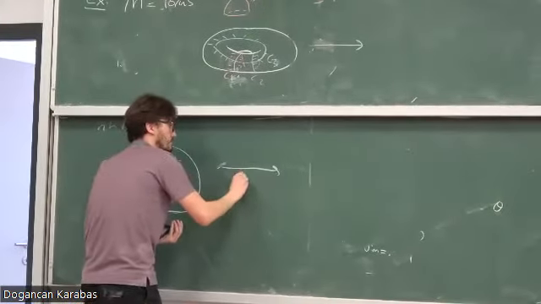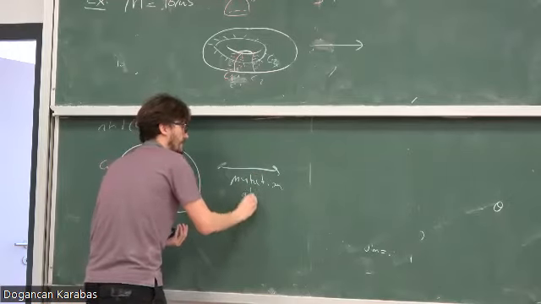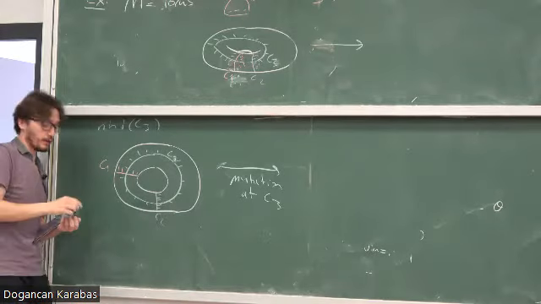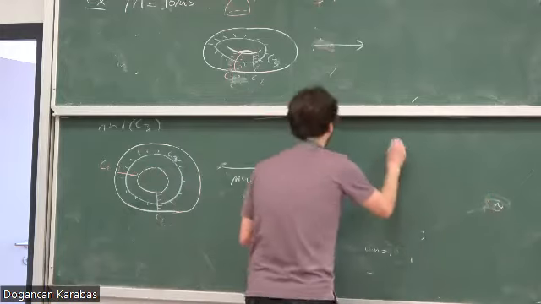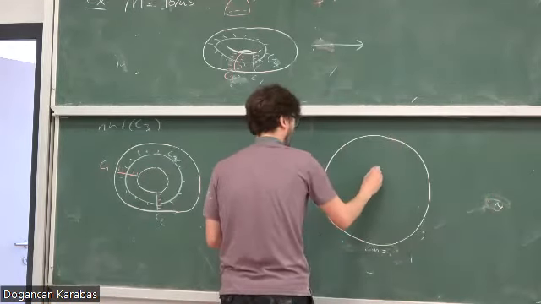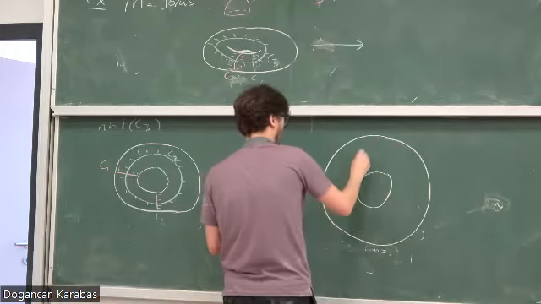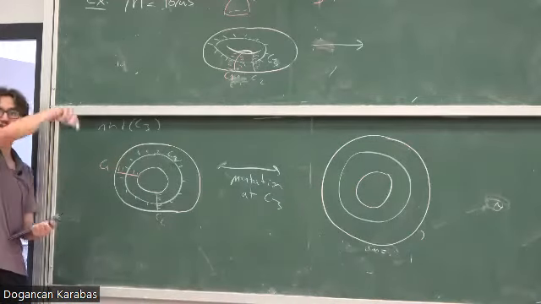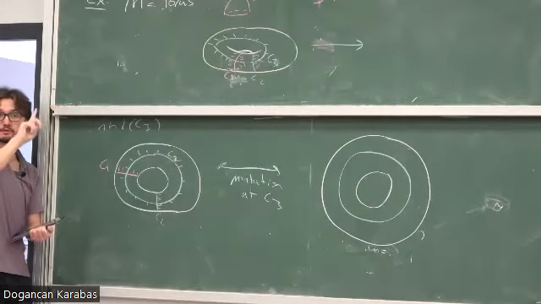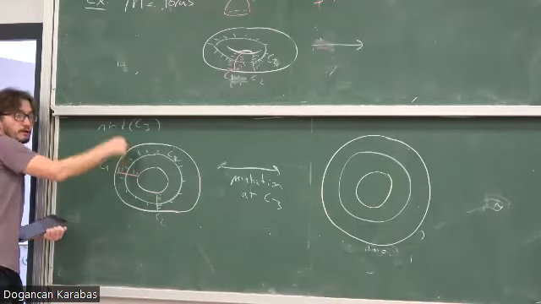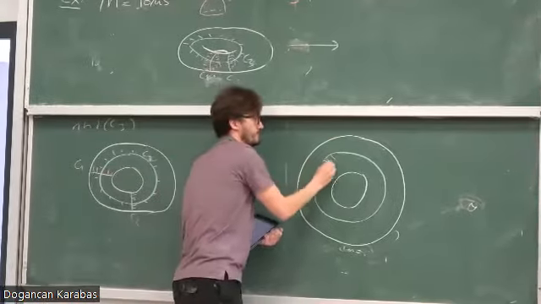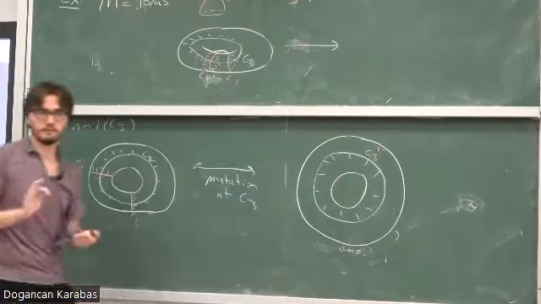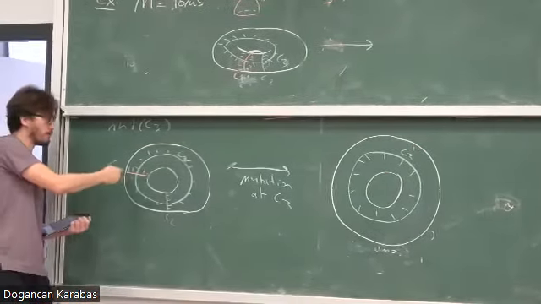So mutation at C3 does the following. First of all, for C3, it just changes the orientation. We call this the opposite orientation. So instead of this way, C3 becomes that way. It does this to C3, so C3 prime is now this new curve.